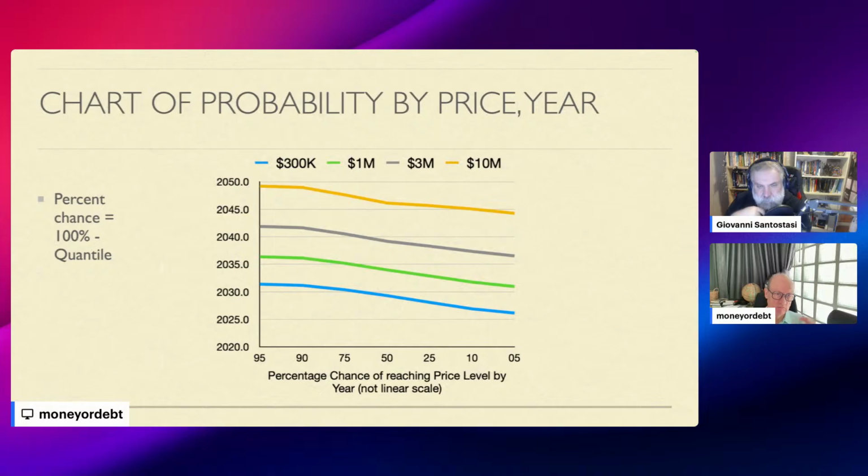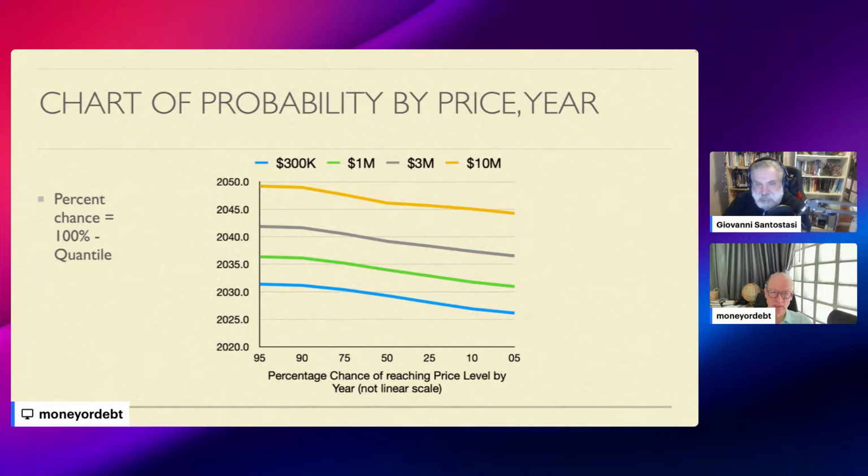For $1 million, the chance of reaching it in 2025 is 0. I would say it's 0.01%, something like that. It's extremely low. It's like a 4 standard deviation outcome that would have to happen in this year. More realistically, less than 5% chance by 2031, expectation by 2034, and a very high probability that you'd reach it by 2036. And then so on for the other two.